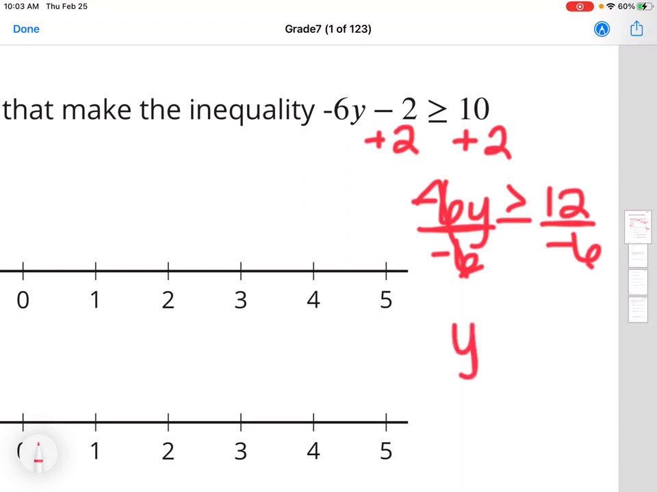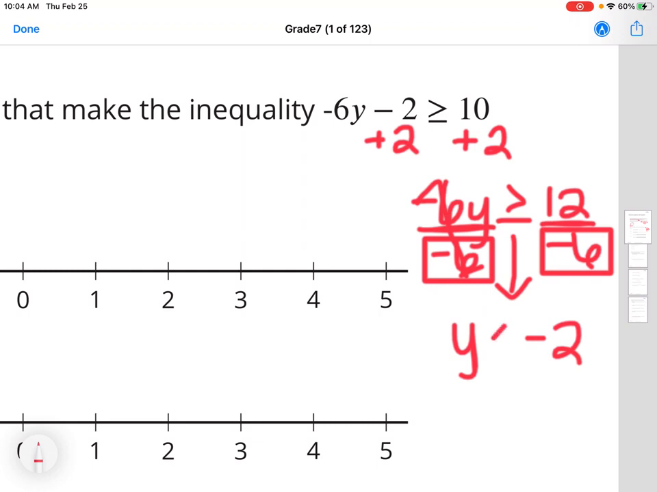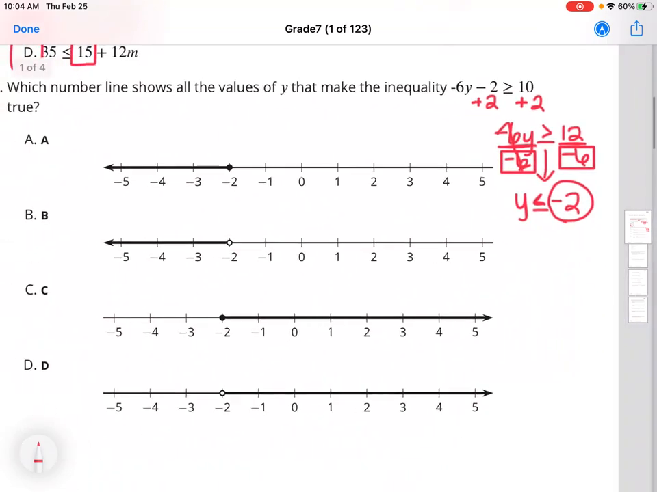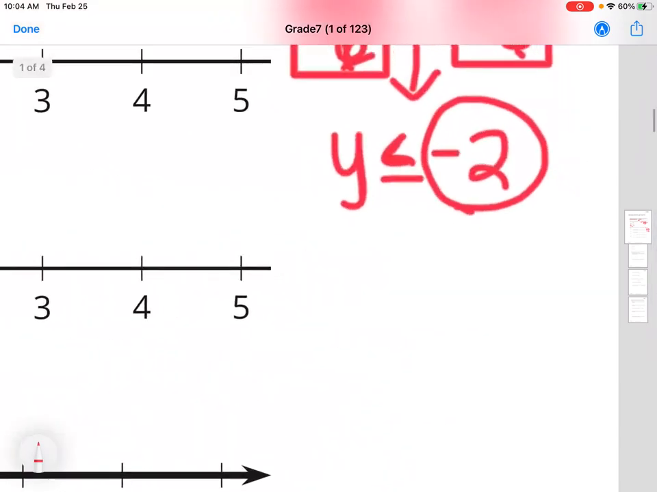So that leaves me with 1y, and 12 divided by negative 6 is negative 2. But remember, when we divide or multiply by a negative, our sign must change. So my greater than or equal to becomes less than or equal to. So I know that this tells me where my circle needs to go. My circle needs to be on negative 2, which they are in all 4. My arrow needs to be pointing towards the left, because if I connected an arrow there, it would be pointing left.